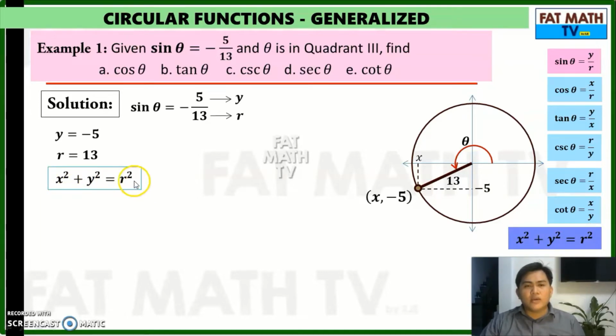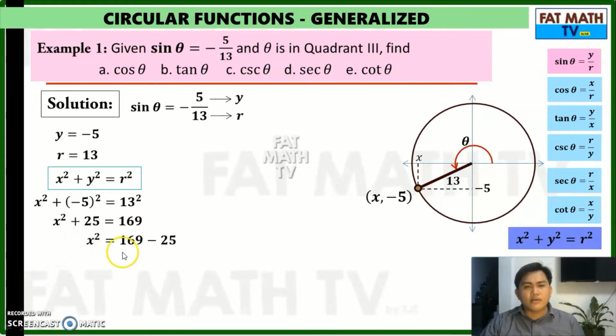So that's x squared plus y squared equals r squared. X is unknown, y is negative 5, r is 13. So substituting values, we have x squared, replace y with negative 5, squared equals 13 squared since r is 13. And then simplifying this, negative 5 squared is 25. 13 squared is 169. So you will have x squared plus 25 equals 169, and then add negative 25 to both sides of the equation.